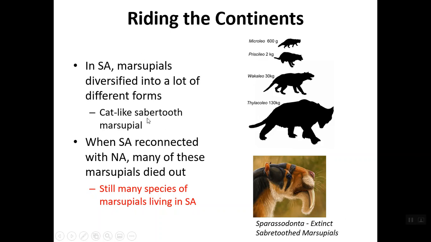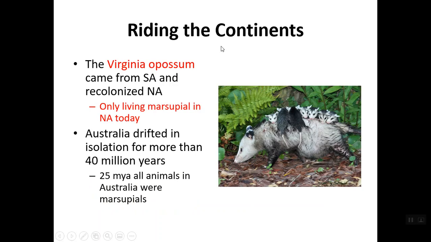And for instance, the cat-like saber-tooth marsupial that you must recognize from some movies here. And eventually, all died out in South America. And the only species that survived in North America and is still present nowadays is the Virginia opossum, shown here.